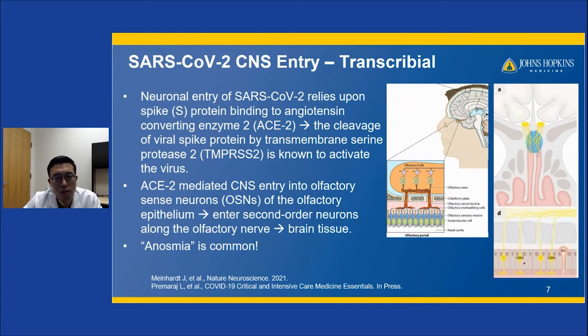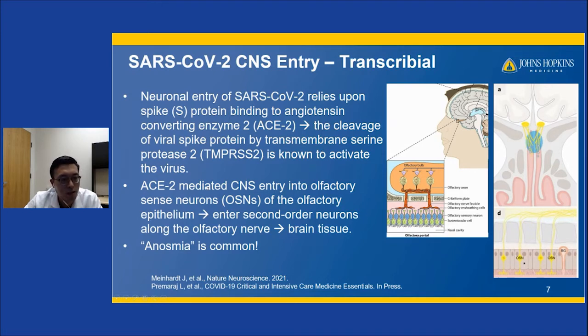Let's talk about transcribrial entry to the CNS. This is the most popular theory of how SARS-CoV-2 enters the CNS. Neuronal entry of SARS-CoV-2 relies upon spike protein, as we know, and as you probably know, ACE2 receptors are the key receptor to go into the CNS. And the cleavage of viral spike protein by the transmembrane serine protease 2, TMPRSS2, is known to activate the virus.